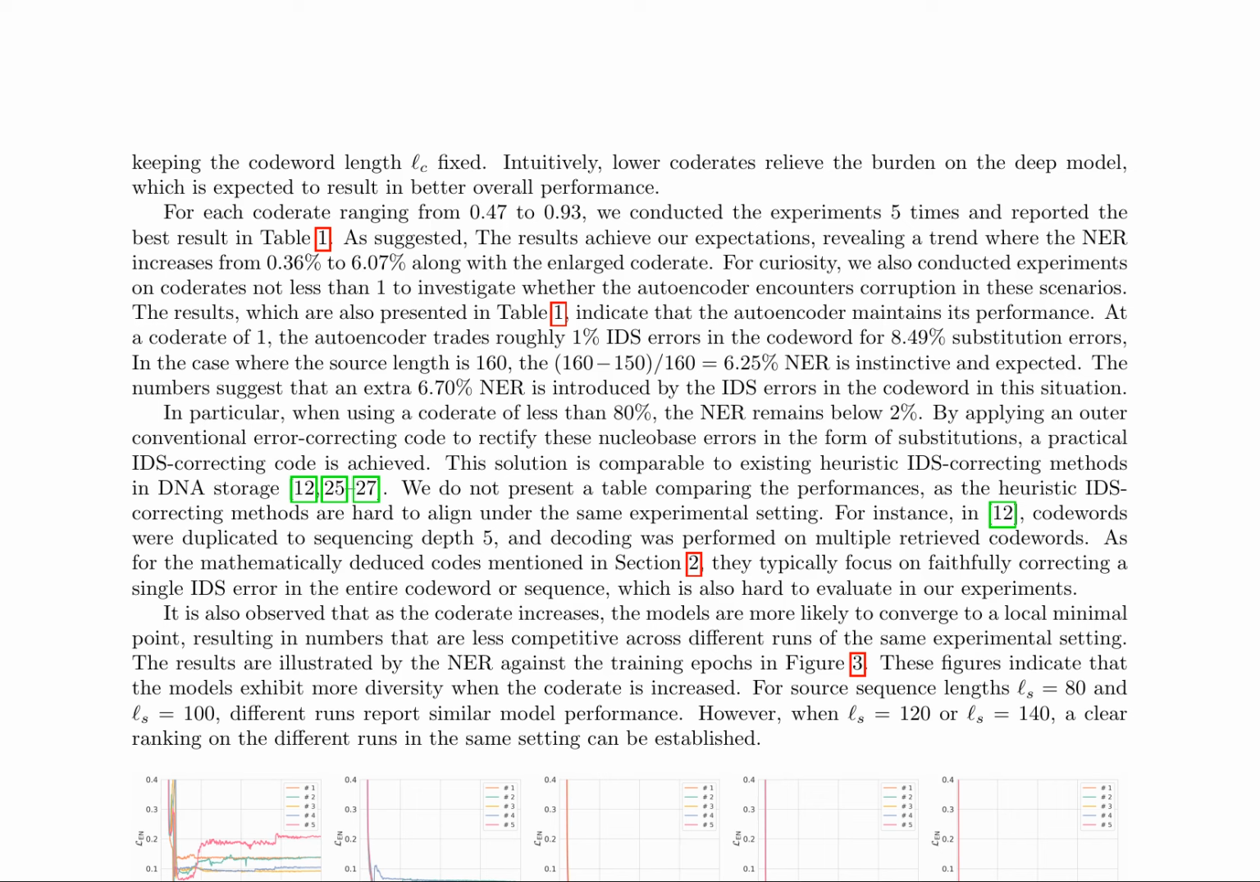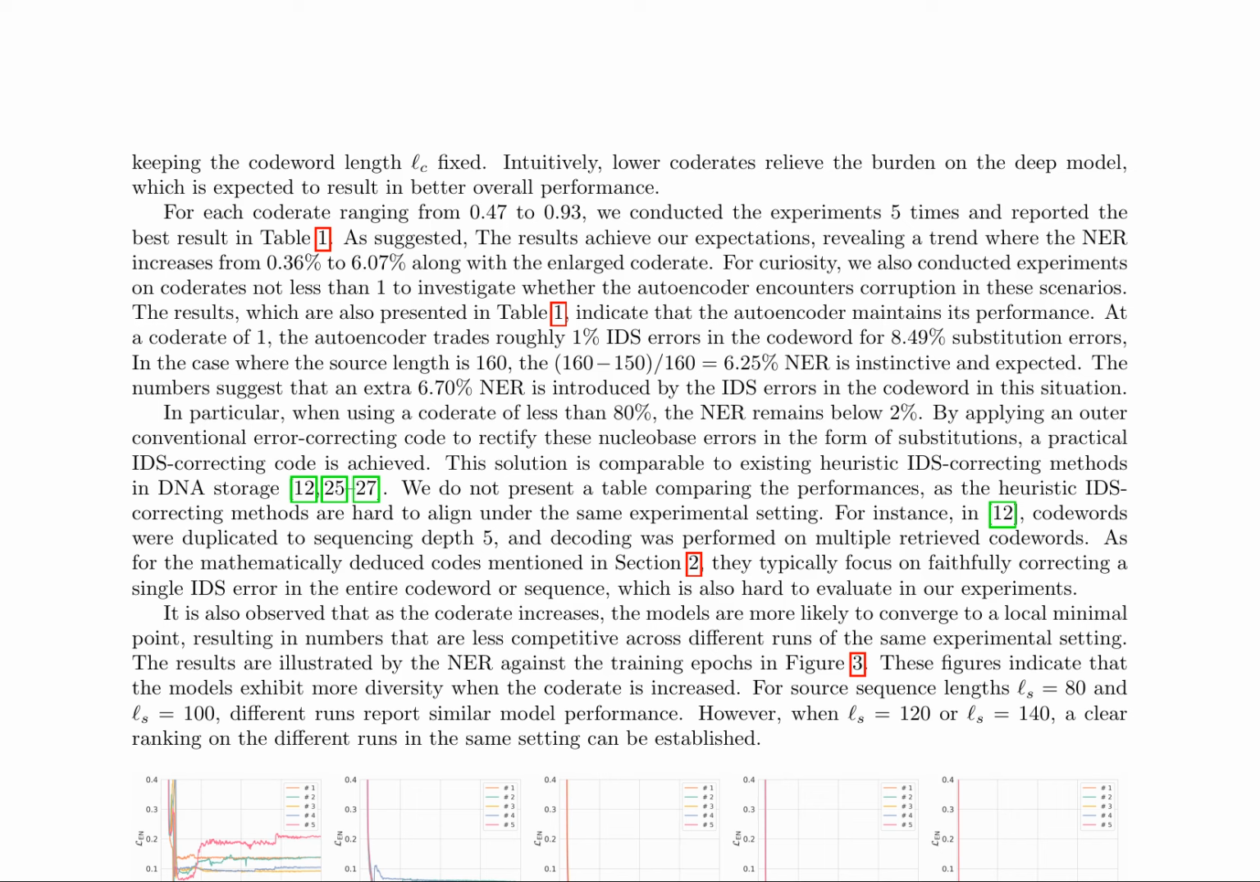By keeping the codeword length fixed, they observe that lower coder rates relieve the burden on the deep model, leading to better overall performance. Experimental results, presented in Table 1, show a trend of increasing NER from 0.36% to 6.07% as the coder rate increases from 0.47 to 0.93. The authors also conduct experiments with coder rates above 1, finding that the autoencoder maintains its performance, trading off IDS errors in the codeword for substitution errors.